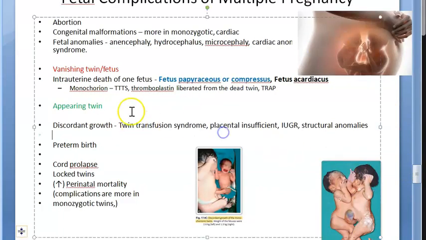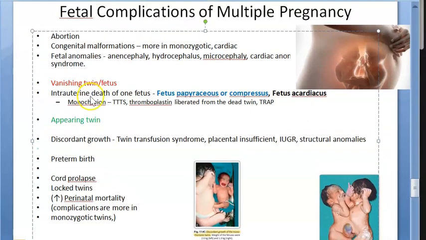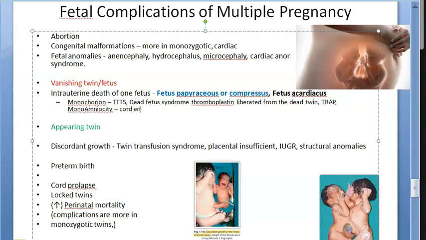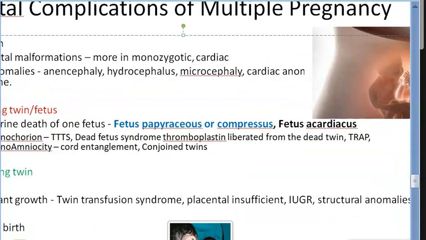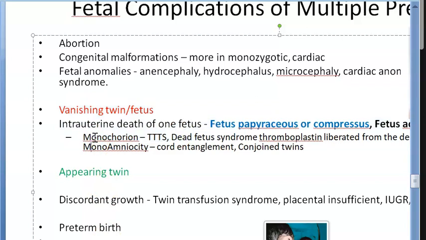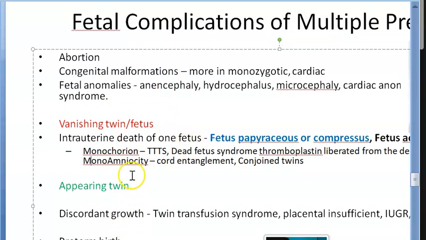So in this video, you are looking at the fetal complications of multiple pregnancy. So we looked at monochorionic. There will be TTTS, dead fetus syndrome, then TRAP, then monoamniosity, in which there can be cord entanglement, and lastly we have to write conjoined twins, or Siamese twins. We explained all this in fetal complications of multiple pregnancy.